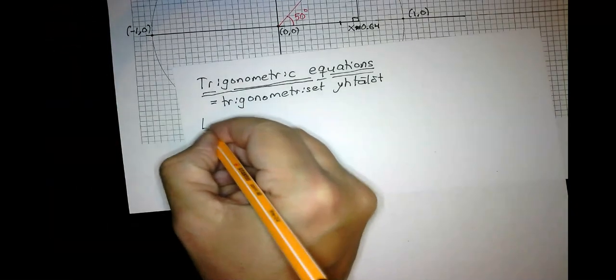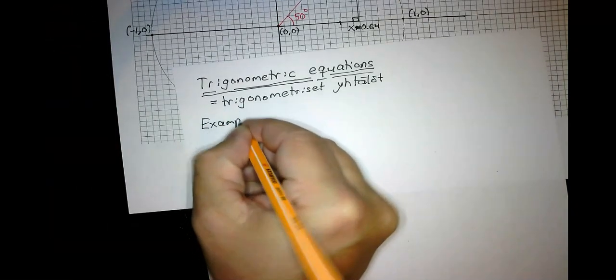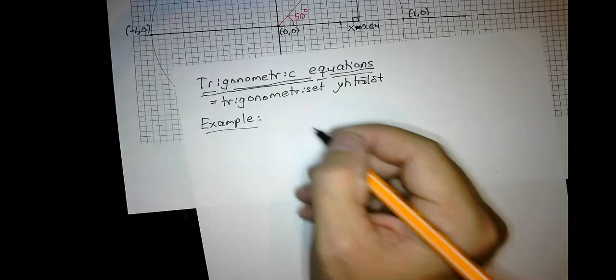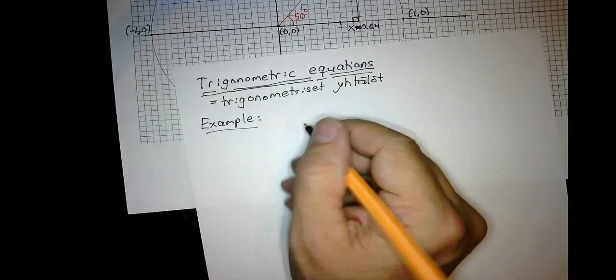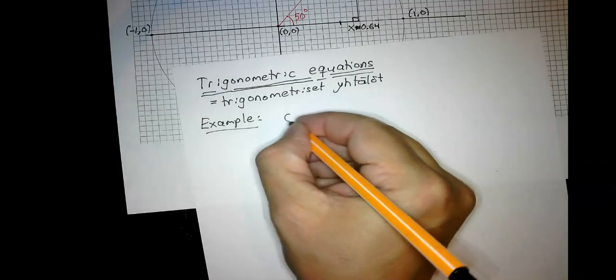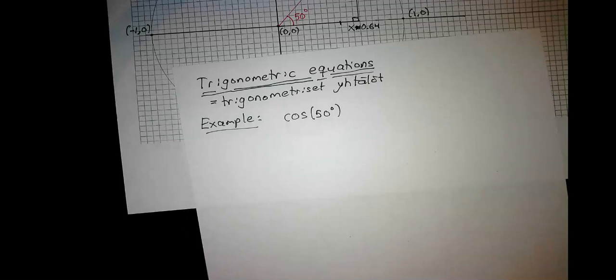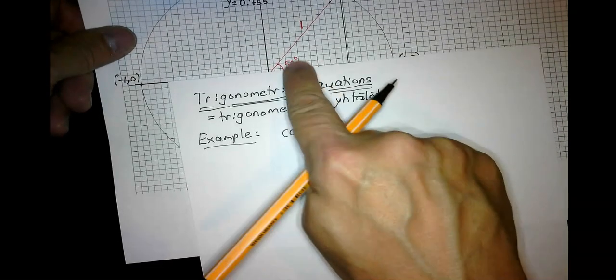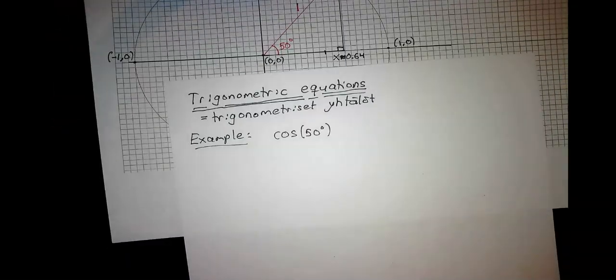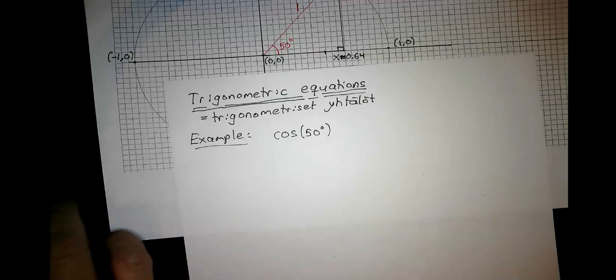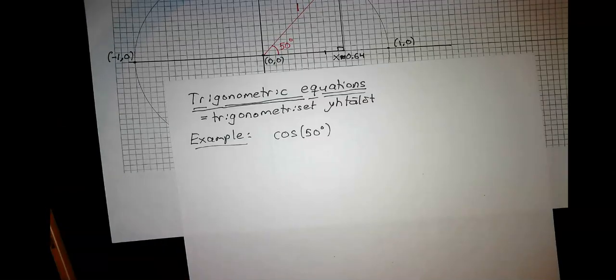If I take my calculator and check from my calculator what is cosine of 50 degrees. We had this angle 50 degrees there, and I will take another of my probably 10 calculators.